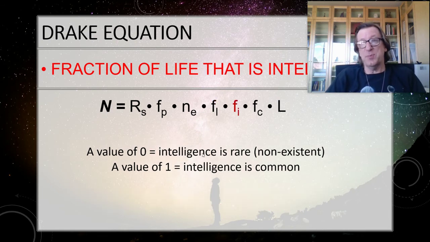Now, let's suppose that the planet has life. What percentage of those planets will develop intelligent life? So far, there's only really 2 intelligent species on this planet. That's us and the dolphins.